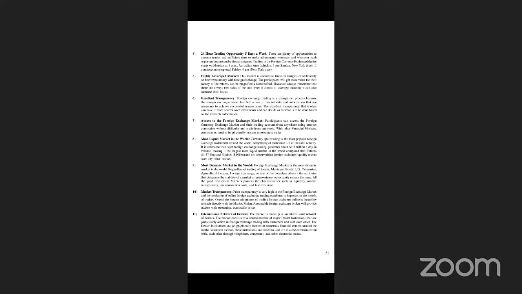Highly leveraged market. Now, this market is allowed to trade on margins, which is generally borrowed money with foreign exchange. Hence, the participants here get more value as a return, because it is magnified, and the currency rates keep on increasing or decreasing. But one has to remember that there are always 2 sides of a coin. When it's increasing, it gets increased, but when it is decreasing, there may be losses as well.